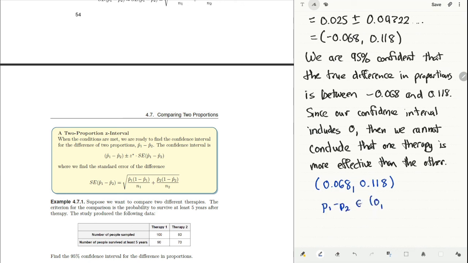And so if our confidence interval is entirely positive, then this means that one of the proportions is larger than the other. And so if P1 minus P2 is some positive number, then this tells us that P1 is larger than P2. So in this case, we could say that therapy 1 is more effective than therapy 2.